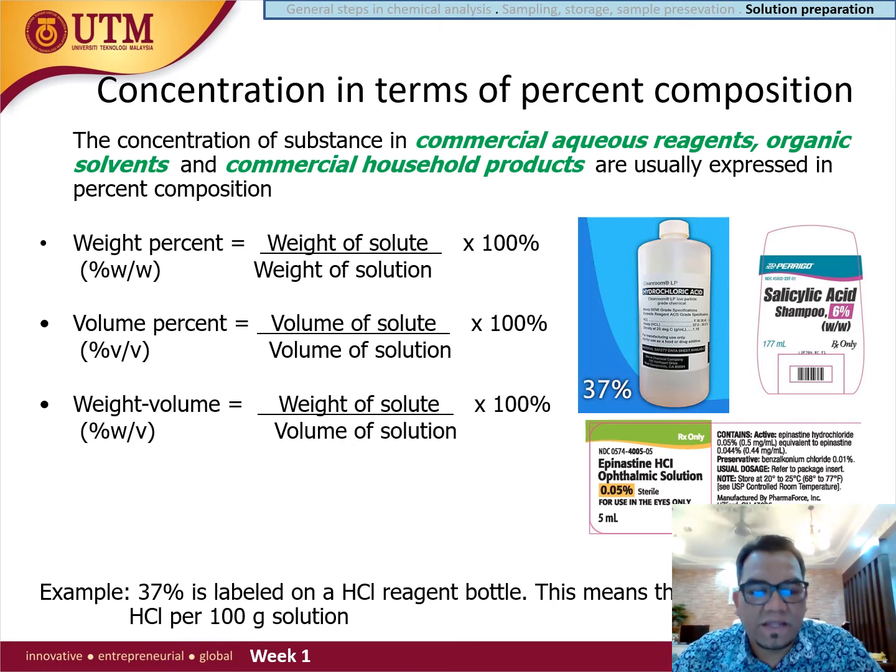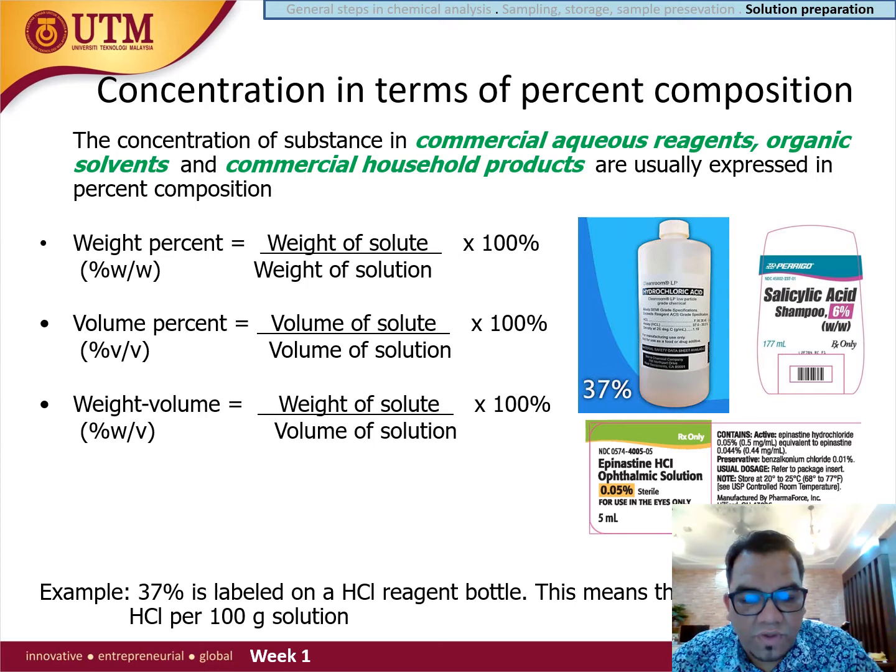For example, weight percent is the weight of solute divided by the weight of solution times 100. For volume percent, it's the volume of solute divided by the volume of solution times 100%. And then weight per volume percent is the weight of solute divided by the volume of solution times 100%.